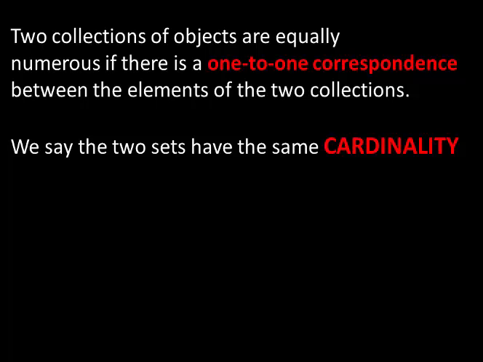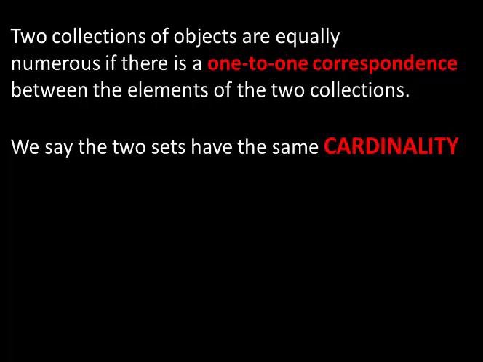The first thing that we're going to do is to learn two new terms. Two collections or sets of objects are equally numerous, or you could be thinking the same size, if there is a one-to-one correspondence between the elements of the two sets. In this case, we say that the two sets have the same cardinality.